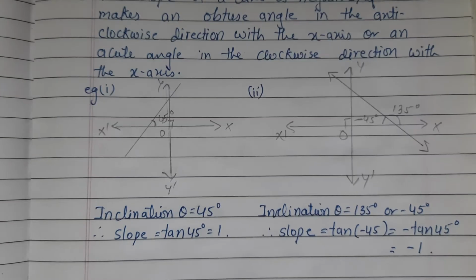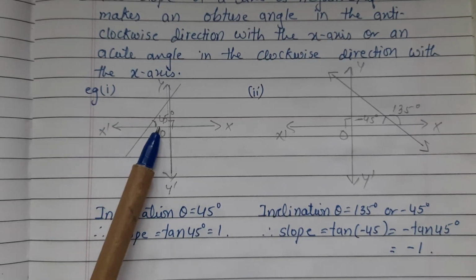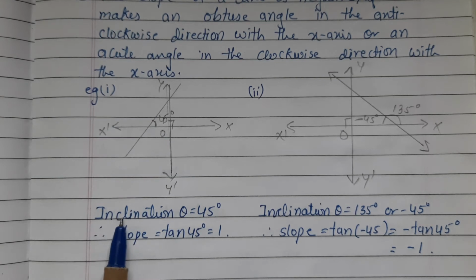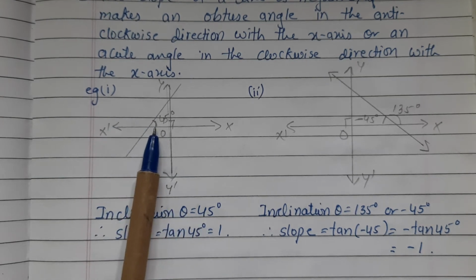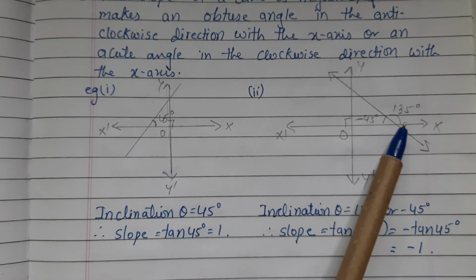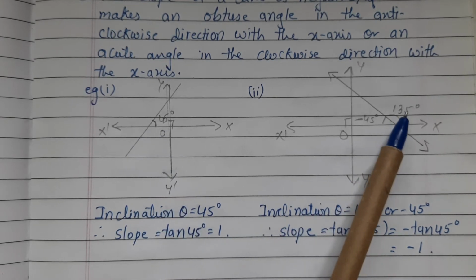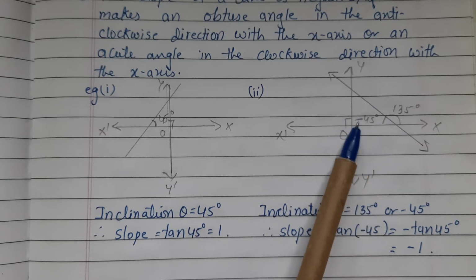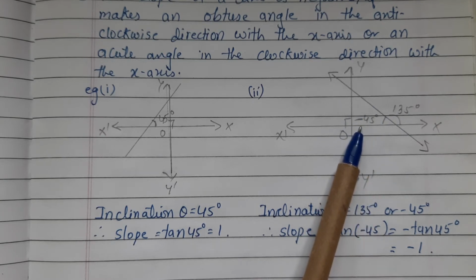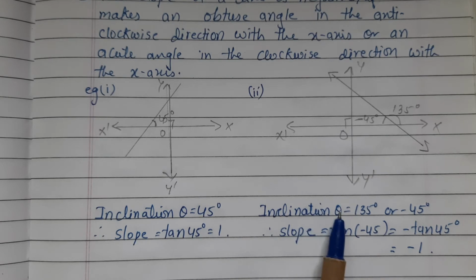Example, first 45 degrees. Inclination theta is 45 degrees, slope is tan 45, which is 1. Second, inclination anti-clockwise is 135 degrees or clockwise minus 45 degrees. Inclination theta is 135 degrees or minus 45 degrees. Therefore, slope equals tan minus 45, equals minus tan 45 degrees, equals minus 1.